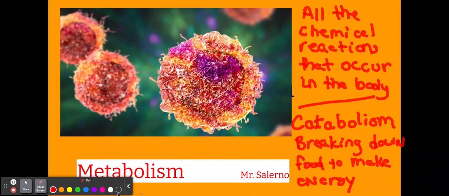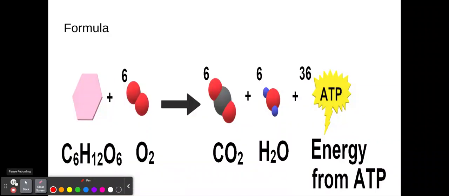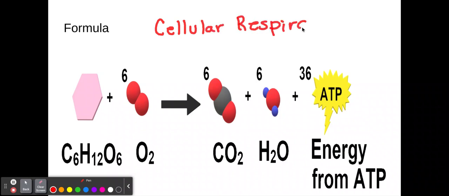So let's get a clean page here. And by the way, this is the formula for cellular respiration. Let's write that down: cellular respiration. And cellular respiration occurs in plants also. The plants are not just having photosynthesis; they do take part in cellular respiration.